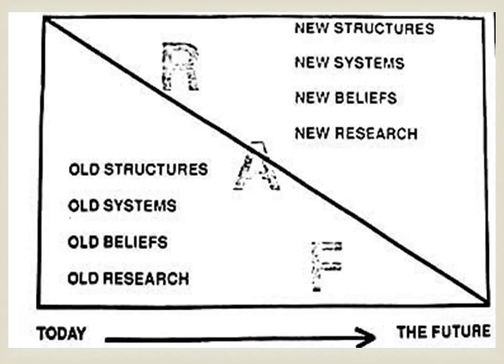I found this nice little interesting drawing. So today, we're running schools based on old structures, old systems, old beliefs, and old research. But in order for us to bridge the academic achievement gap for the future, we need to have new structures, new systems, new beliefs, and new research.